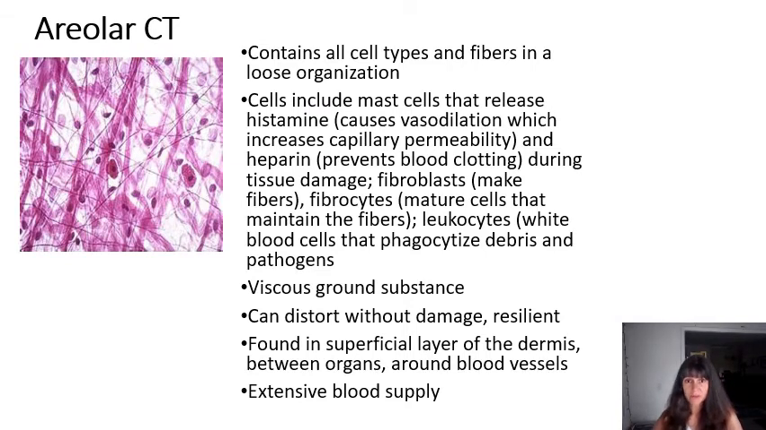We know that heparin prevents blood clotting, and the release of histamine and heparin from the mast cells occurs when there is tissue damage. We also see fibroblasts in areolar connective tissue, fibrocytes, leukocytes. Areolar connective tissue has a very thick or viscous ground substance. It can distort without being damaged, which makes it very resilient. And it's found in the superficial layer of the dermis and between organs as well as around blood vessels. It has a very extensive blood supply.